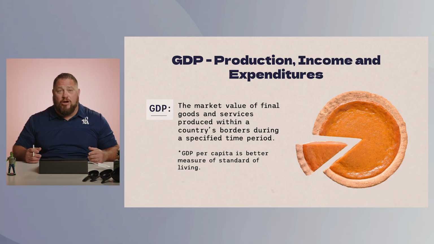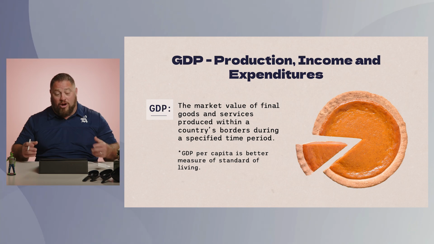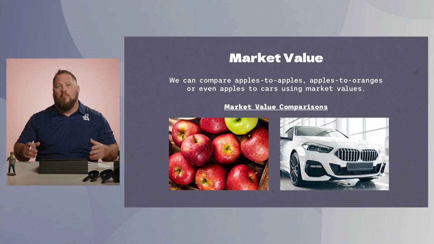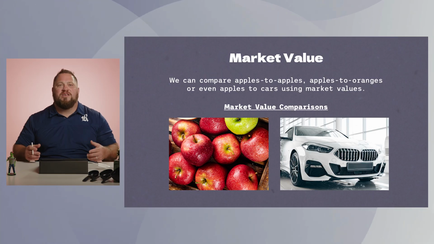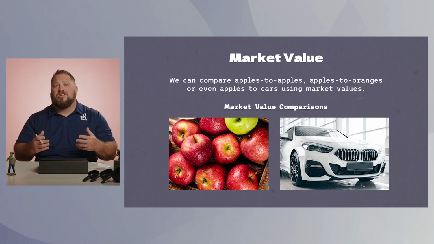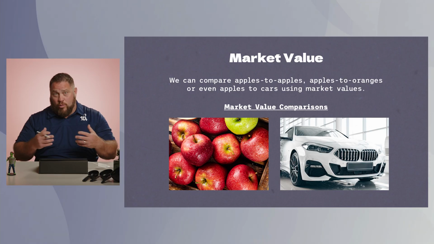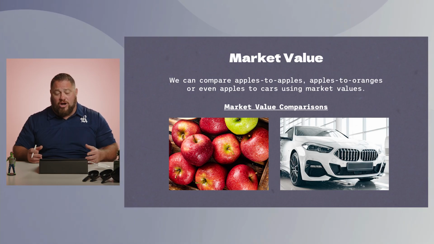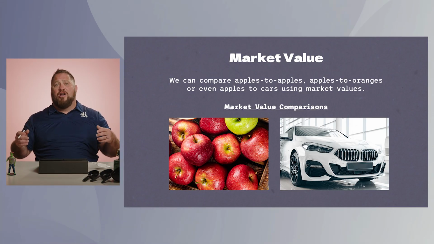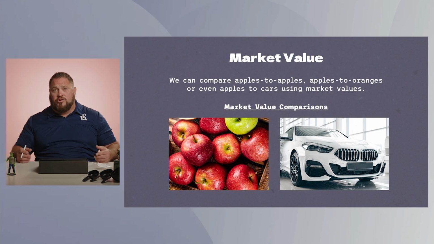So we have GDP here, the market value of final goods and services produced within a country's borders during a specified time period. So now, what do we mean by market value? Well, we turn things into dollars here in the United States, which allows us to compare apples and oranges, or apples and cars. So how much is something worth in terms of value? So we're looking at production, but we're looking at production in terms of market value. So say you have two countries, and one country produces 100 million apples, and you have another country that produces, say, 10,000 cars. Who's more productive?